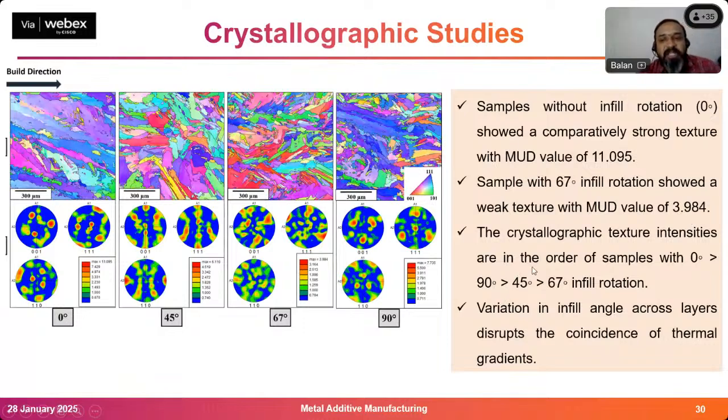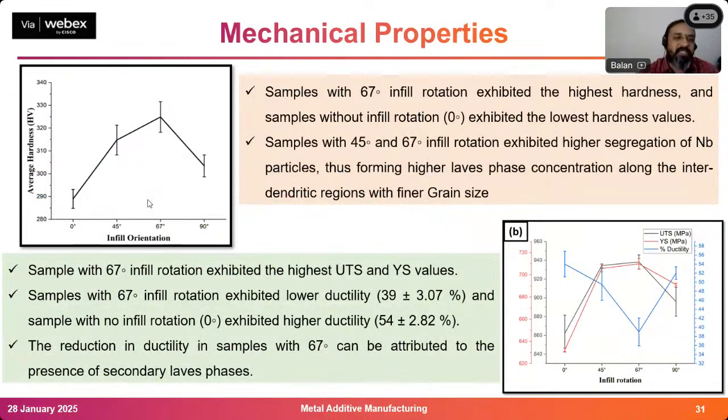And if you see the crystal orientation, it was bigger for 0 degree, and next is 90 degree, and less for 45 degree and 67 degree. 67 degree is better with lesser MUD, we can see here. So from this, we can see 67 is better. Next we calculated the hardness. For 0 degree, hardness is very low, and for 67 and 45 the hardness is better. For 90 degree, once again the hardness drops, because of the grain structure. As I showed, as per the Hall-Petch effect, the finer the grain, the higher the mechanical property. So the grains are very fine with 45 and 67. That's why the hardness is higher.